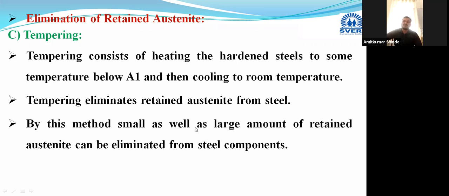You have to go for medium or high temperature tempering to achieve this aim, that is, to eliminate the retained austenite. During low temperature tempering, retained austenite is not eliminated. You have to go for either medium or high temperature tempering, above 200 up to 700 degrees Celsius. The component is heated and held at that temperature for 1 to 2 hours, and then it is slowly cooled in air, and the retained austenite will get eliminated during this tempering heat treatment process. In this way, tempering is also completed.